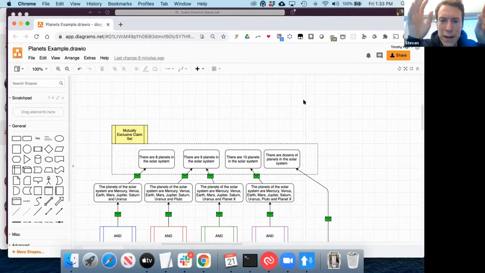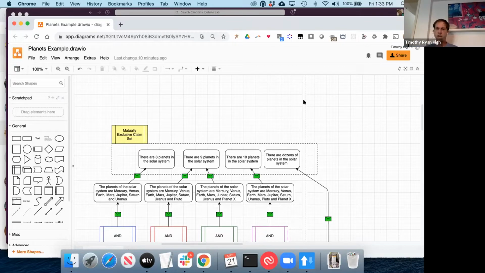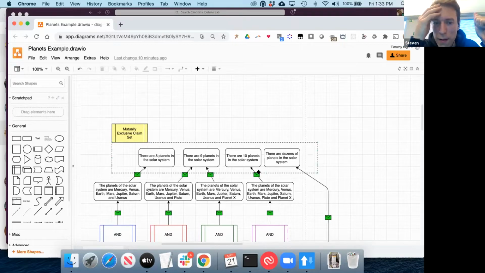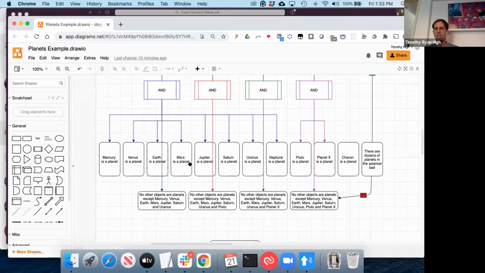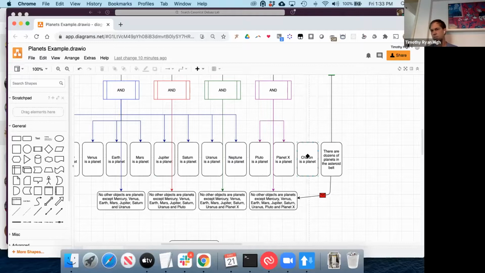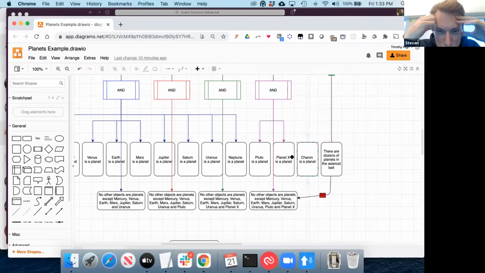Can you pick one claim where you think that it will be unclear? Which claim are you currently looking at in the base layer? There are 9 planets in the solar system. Yes. And so you have all these planets stated as arguments in the base layer, right?